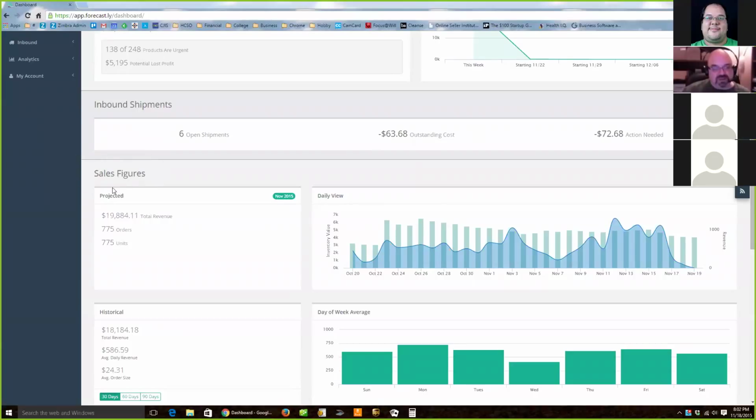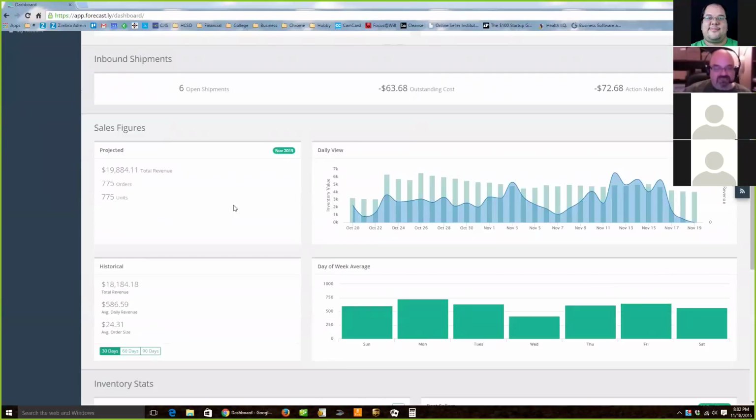Sales figures, I really like the projected. They will take your sales to date for the month and try to project out where you're going to be for the month, which is really handy for me. I like that. This is a running snapshot of your inventory value by day. These numbers are a little bit off because I haven't populated the cost for all the items in here yet. I'm still using this and Restock Pro, trying to see the differences between the two, so it's not fully populated.